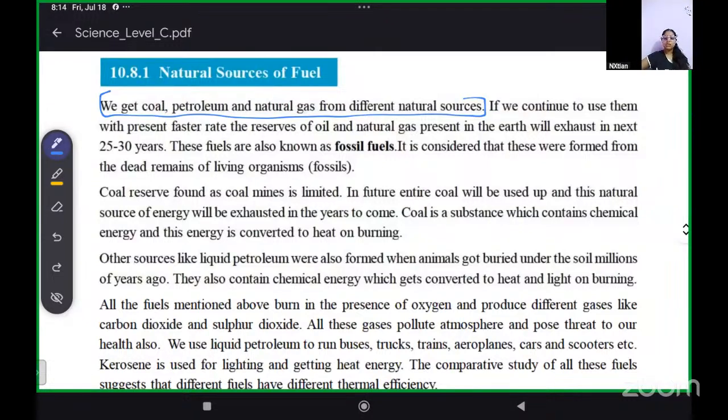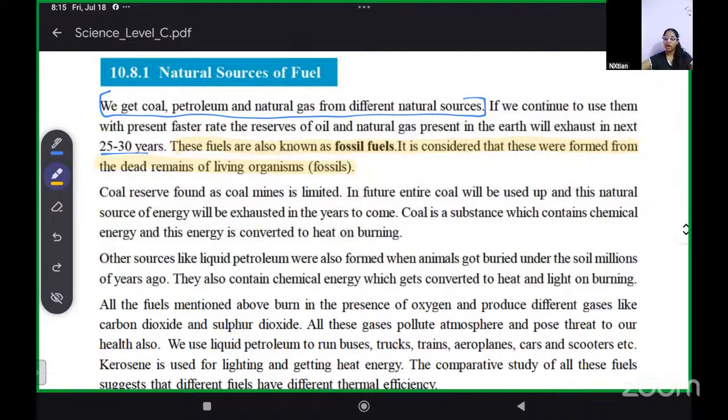If we continue to use them at the present faster rate, the reserves of oil and natural gas present in the earth will exhaust in the next 20 to 30 days. These fuels are also known as fossil fuels because it is considered that they were formed from the dead remains of living organisms or fossils. Because they were formed from fossils, we say that they are fossil fuels.